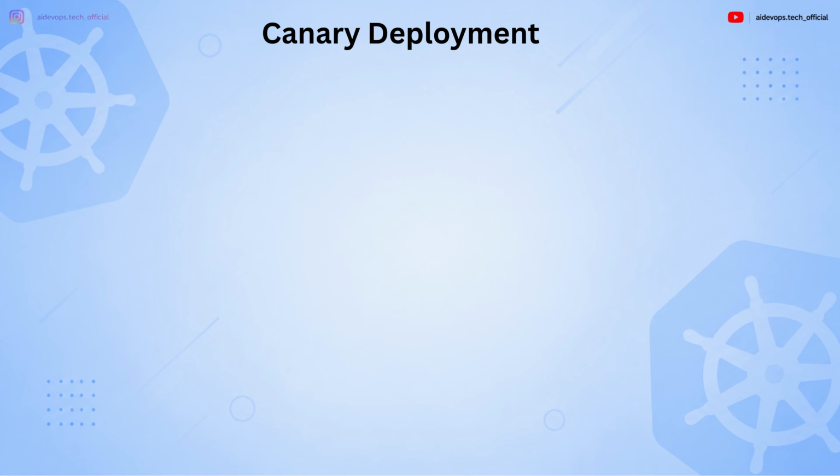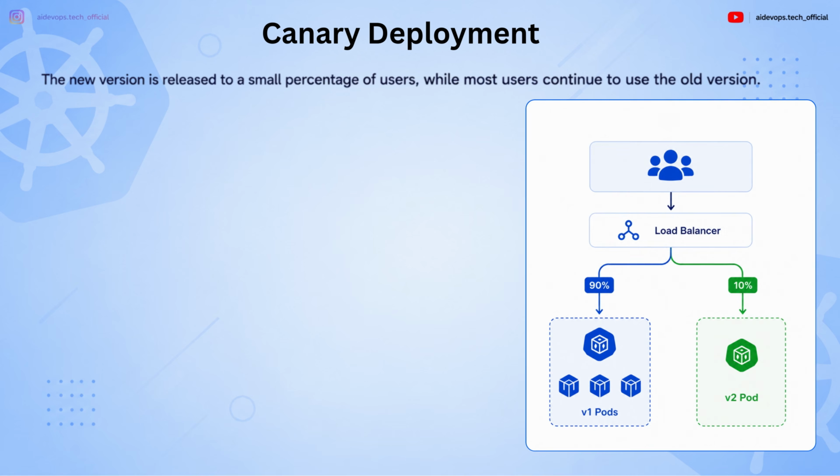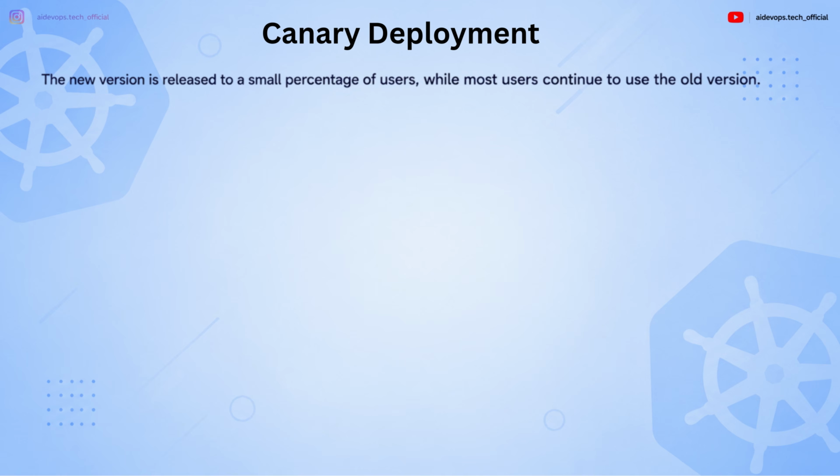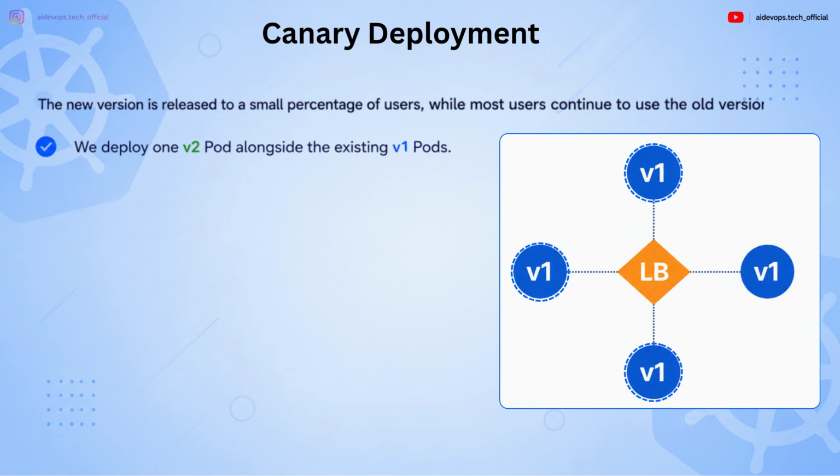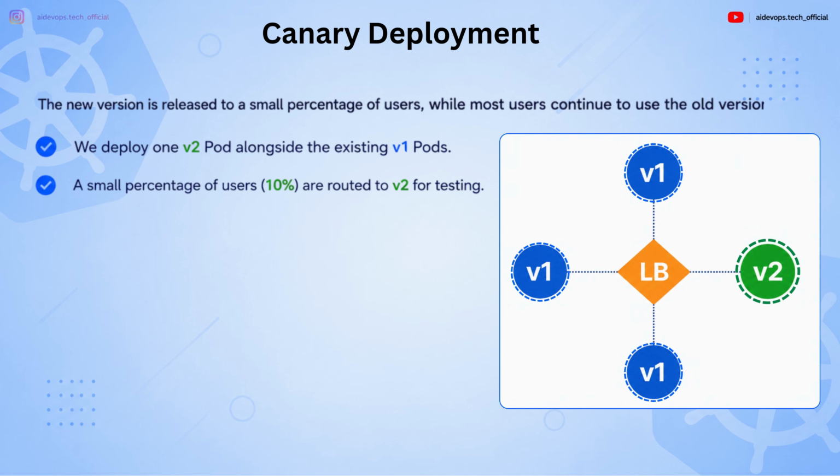Now let's talk about the canary deployment. A canary deployment is a deployment strategy where a new version is released to a small percentage of users while most users continue to use the older version. So in step 1, we deploy one v2 pod alongside the existing v1 pods, and only a small percentage of users, such as 10%, are routed to v2 for testing, while most users continue using v1.